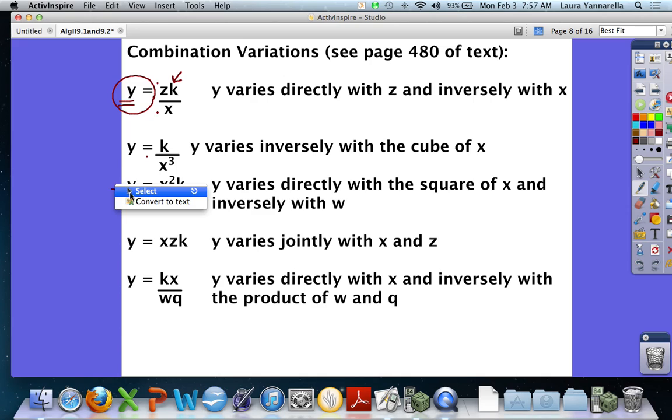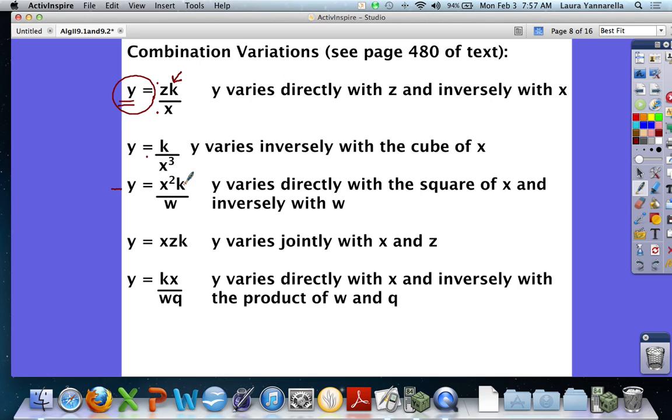Now for this example, y varies. Well, what are we going to say for the x squared? This is now in the numerator. We're going to say directly with x squared and inversely with w. Notice we never read out k.